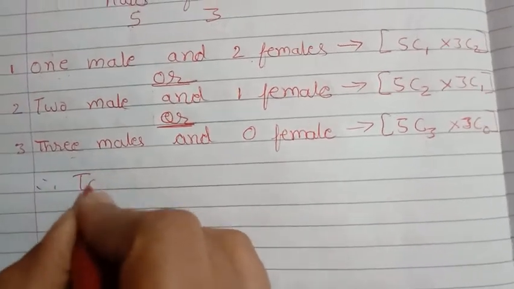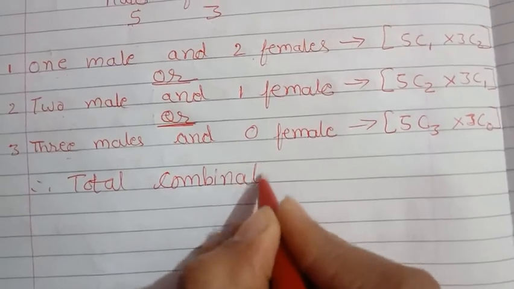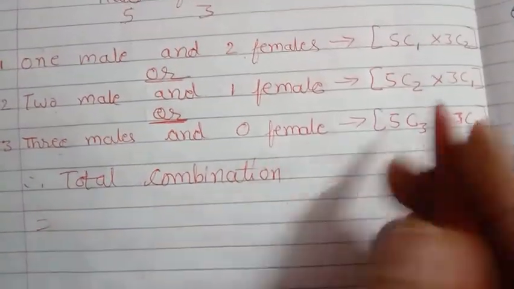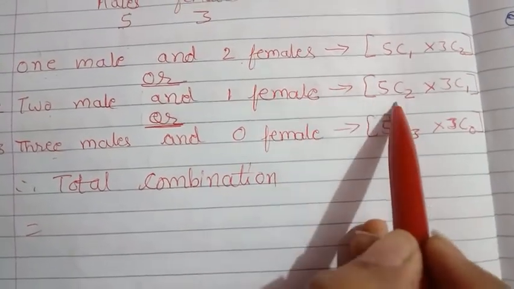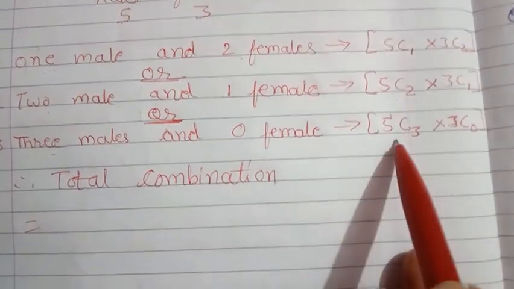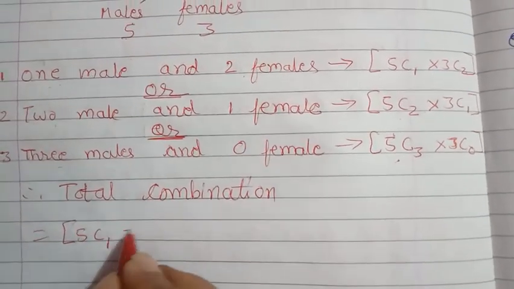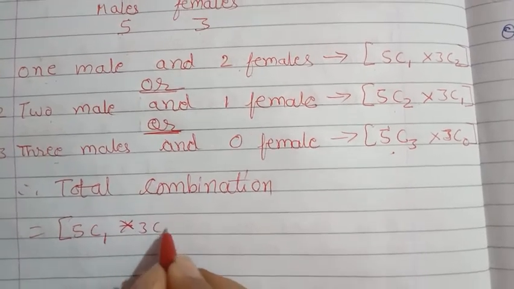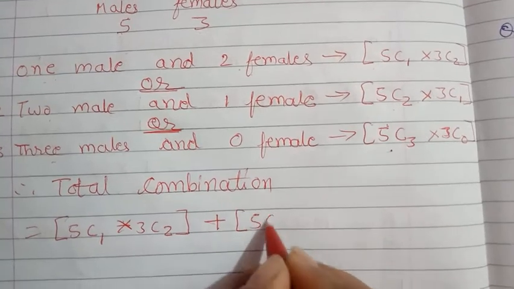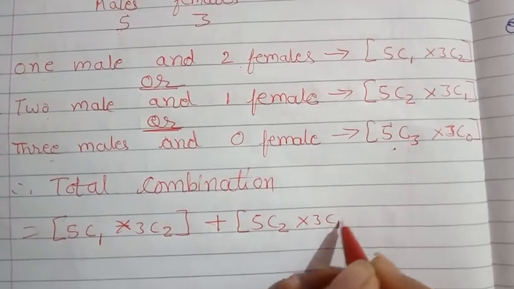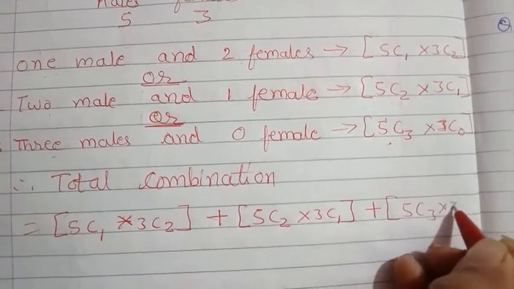So therefore total combination is equal to all these 3 we will add. First option plus second option plus third option. I'll write down 5C1 into 3C2 plus 5C2 into 3C1 plus 5C3 into 3C0.